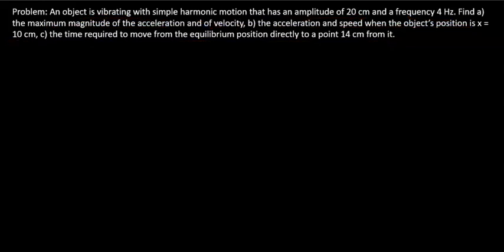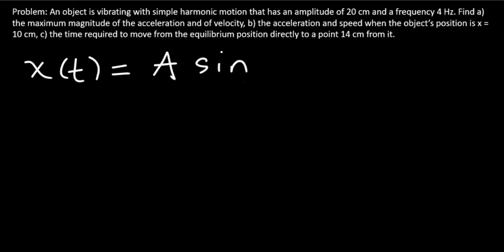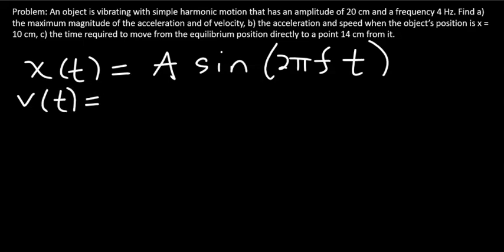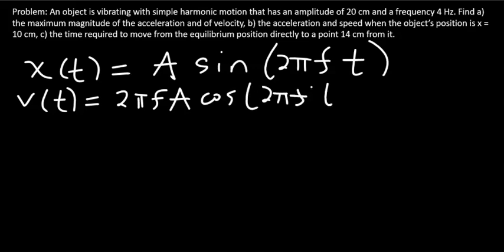So in this particular problem, we don't care which function we are using. We can use sine, for example, and that's going to give you x as a function of time equals the amplitude times sine of 2 pi f t. So this is the angular frequency, and f is the usual frequency. To find the velocity, we need to take the derivative of x with respect to time, and that's going to give you 2 pi f A cosine 2 pi f t.